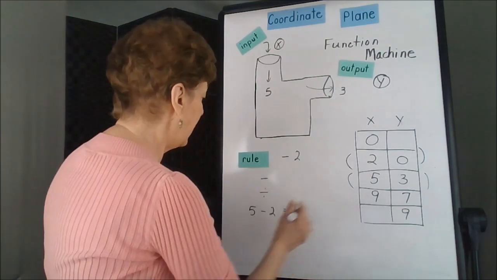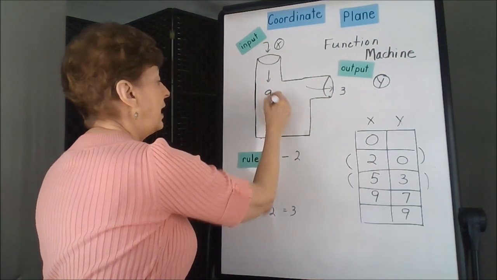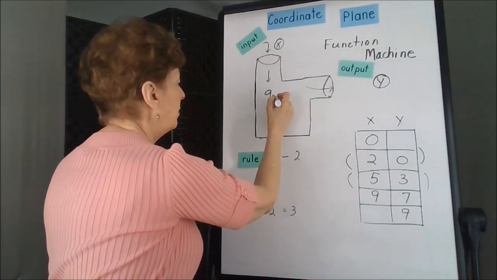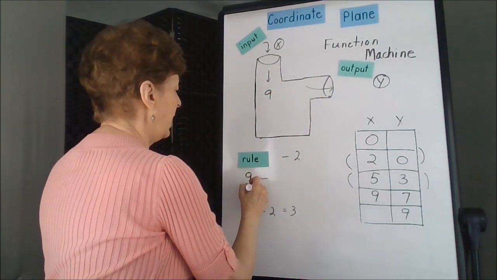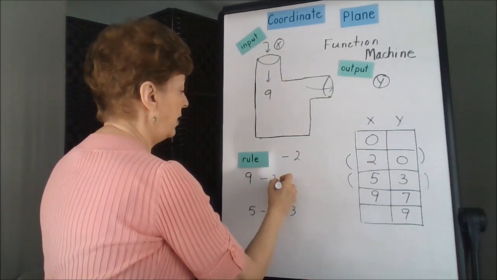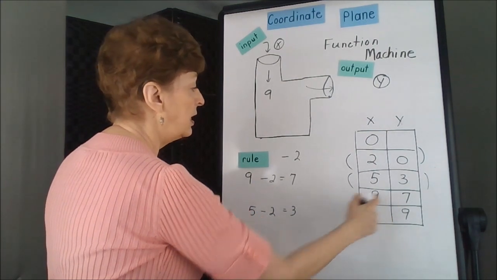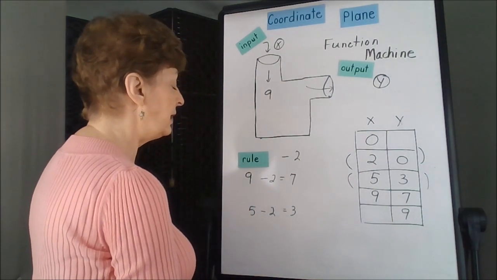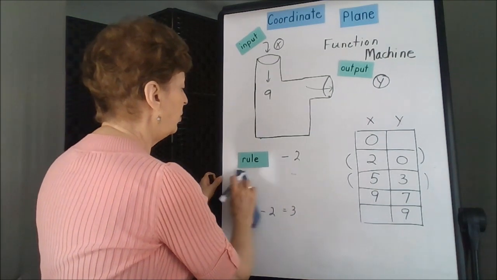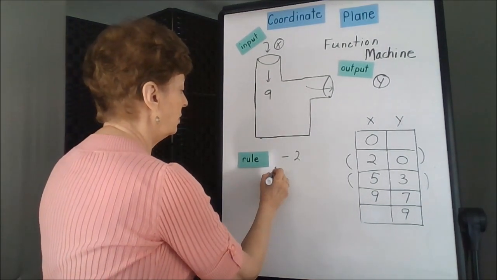If we put in the 9 and apply our rule, 9 minus 2, our output is 7. That's what it says on our chart too. So at this point, we're pretty sure that our rule for this function is subtract 2.